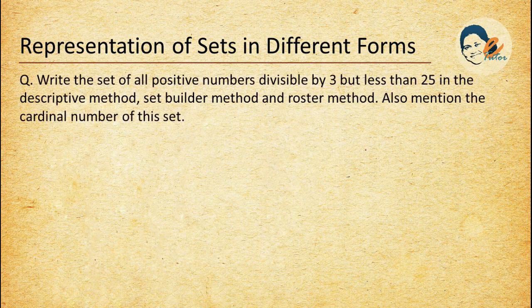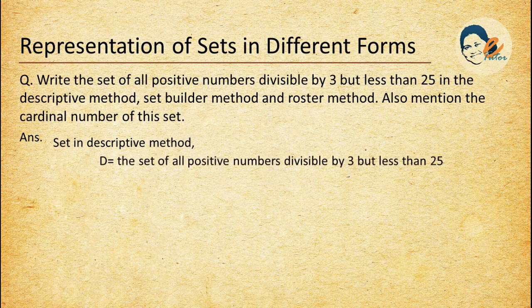Write the set of all positive numbers divisible by 3 but less than 25 in the descriptive method, set builder method and roster method. Also mention the cardinal number of this set. Let's solve this. To represent this set in the descriptive method, first we have to give a name to the set, then we represent the set in the form of language. So the set in descriptive method, if denoted by capital D, then capital D equals the set of all positive numbers divisible by 3 but less than 25.